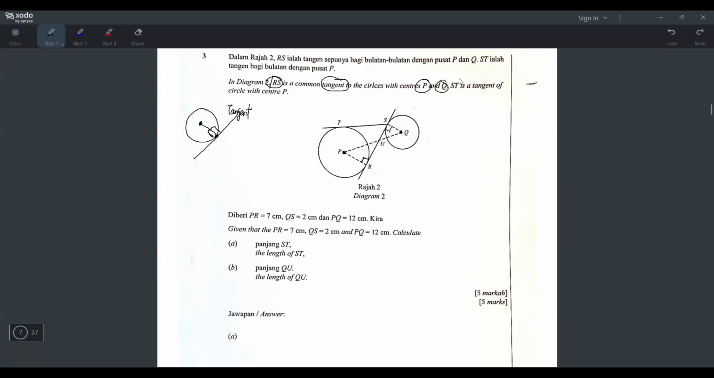Okay, let's keep going. ST is a tangent to the circle with center P. Oh, there's another tangent line, which is ST, but it's only tangent to the circle with center P. That means if I draw one line from the center, which is P, to the tangent point, it will be 90 degrees, right?